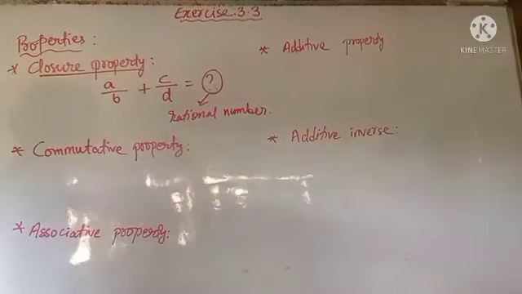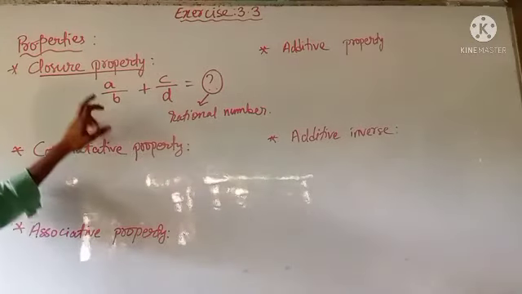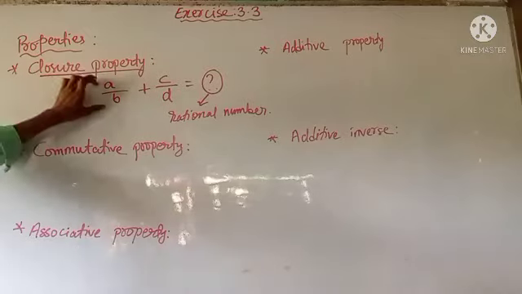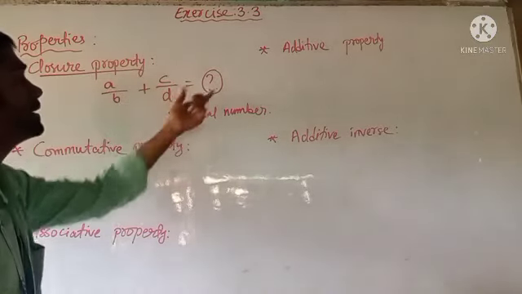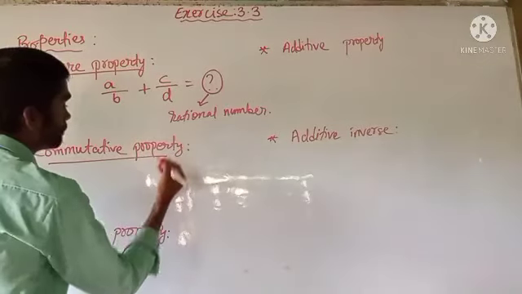That is always a rational number. Whatever answer we will get here, that is a rational number. That means the sum of two rational numbers is always a rational number. Now next is commutative property.